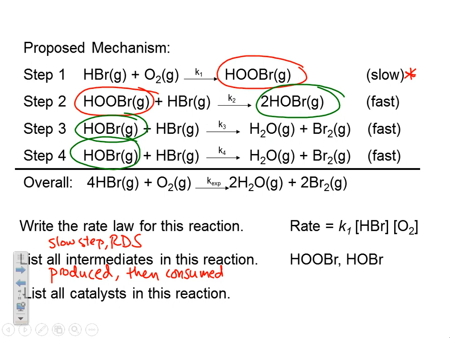And list all catalysts in this reaction. Well, now we want to look for something that is consumed early, but then produced. So we want to look for something that is used up, that's on the reactant side in an early step, but then it's on the product side in a later step. And if you examine this reaction mechanism, there is nothing that fits that description. There is nothing that is a reactant early on that is a product later on. HBr is a reactant always. H2O is a product always. Br2 is a product always. O2 is a reactant always. We don't have anything that is used up early and then regenerated later, so there are no catalysts. So be careful of that. That can absolutely be an answer.